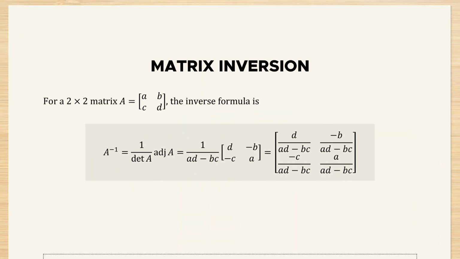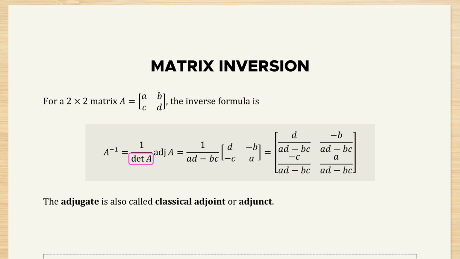For a generic 2x2 matrix of the form A equals [a, b; c, d], the inverse is denoted by A raised to the power of minus 1, and is calculated as 1 over the determinant of A multiplied by the adjugate of A. As a side note, the adjugate may also be called the classical adjoint or adjunct matrix of A.